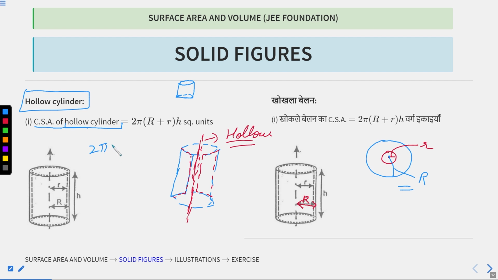The curved surface area is similar to before, 2 pi R h plus, now there is another cylinder. We already know the cylinder curved surface area is 2 pi R h. Here there is another cylinder, so we will add the curved surface area for that cylinder also. So here r is small, so 2 pi r h. Adding both the curved surface areas, we will get the new hollow cylinder curved surface area.